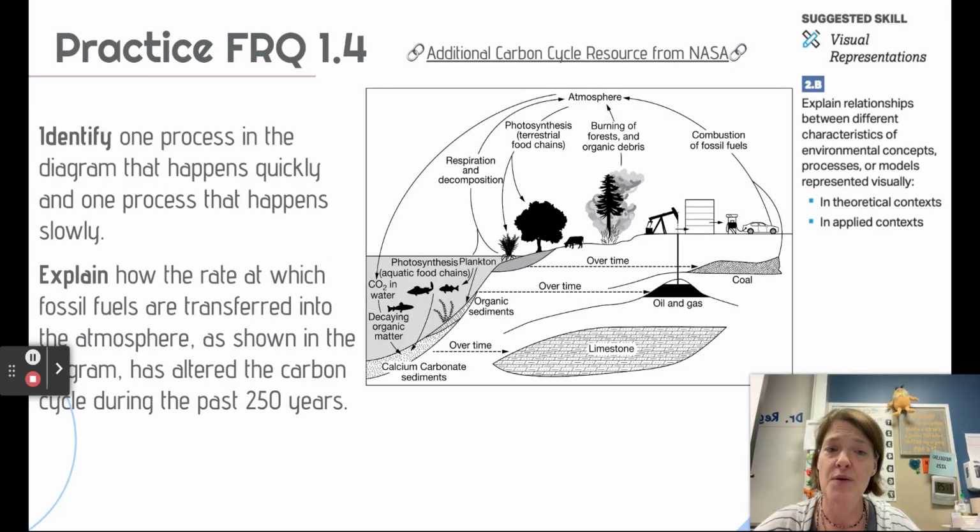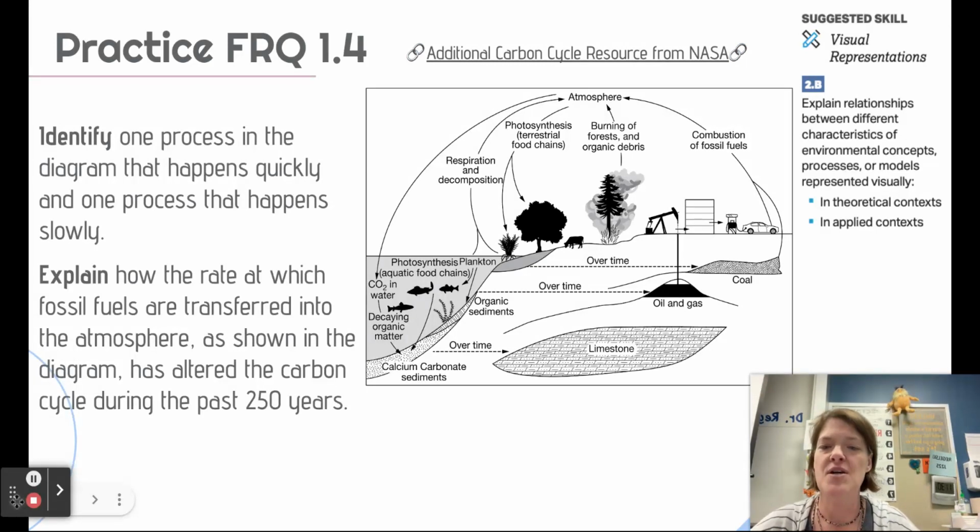Okay, it's really important that you understand that process of the carbon cycle. Here's a practice FRQ for you to try to apply the knowledge that you learned. You're going to identify one process in this diagram that happens quickly and one process that happens slowly. Then explain how the rate at which fossil fuels are transferred into the atmosphere, as shown in the diagram, has altered the carbon cycle during the past 250 years.